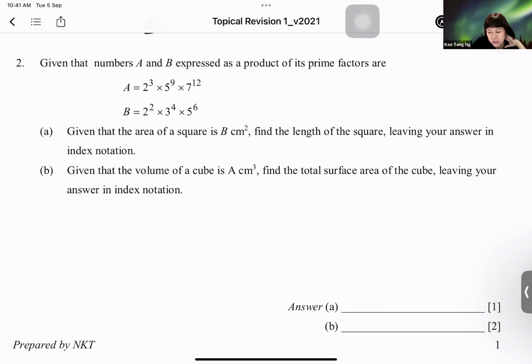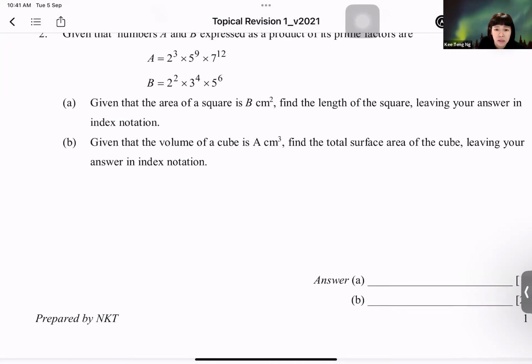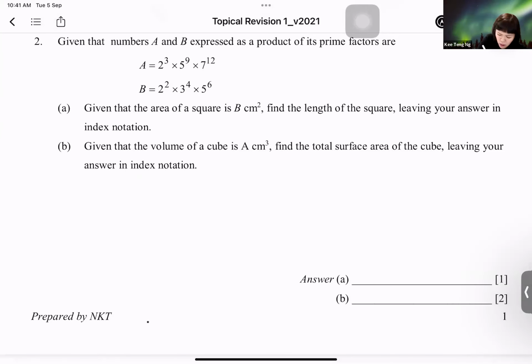Okay, so it's testing based on conceptual questions. For part A, the numbers given to you are already written as a product of prime factors. First, they asked me to find the side of a square, given the area of the square. So I have one square. The area here is B, which is 2 squared times 3 to the power 4 times 5 to the power 6. How am I going to find the length of one side of the square?